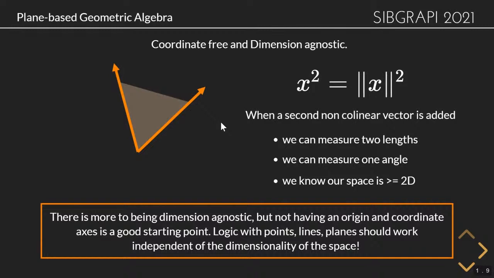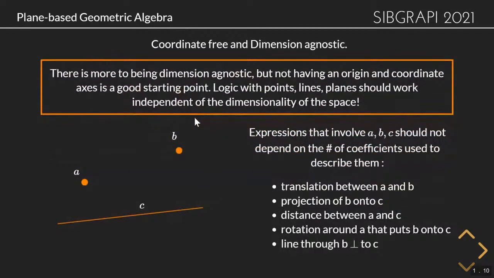But not having an origin and not having a coordinate system is absolutely a good start. And the same reasoning that we apply here to vectors actually also applies to points and lines. If we have geometric elements sitting in empty space, then it could be a space of different dimensions. And so the relations and the formulas that we make between points and lines, like translation between points or projections of points onto lines or distances and so on, they should be independent of the dimensionality of the space, and thus these expressions should be independent of the number of coordinates used to write down these elements A, B, and C.